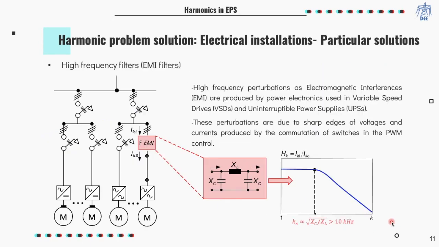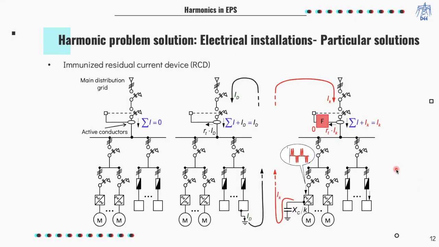High-frequency perturbations produced by power electronics can pollute with high-order harmonic currents the electrical installations. EMI filters can be connected in order to avoid this issue. These devices filter the harmonic currents, avoiding their penetration in the electrical installations. The residual current device measures the current flowing through all the active conductors of the installation. It detects any residual current due to an insulation fault, and it opens the switch to eliminate this residual current.